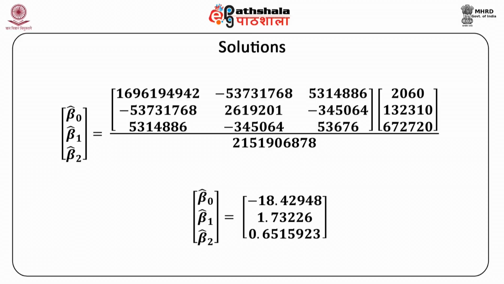beta 2 hat, you substitute these values, and on simplification, we get on the right hand side minus 18.42948, 1.73226, and 0.6515923. So these are our values of beta 0 hat, beta 1 hat, and beta 2 hat in vector form.